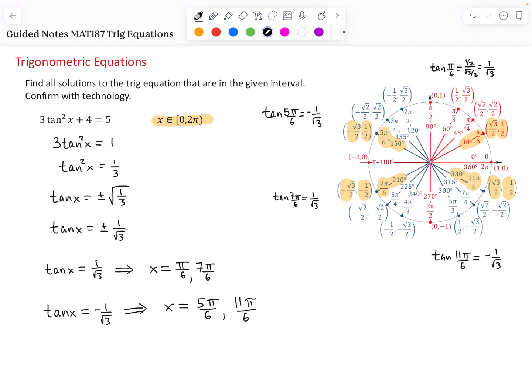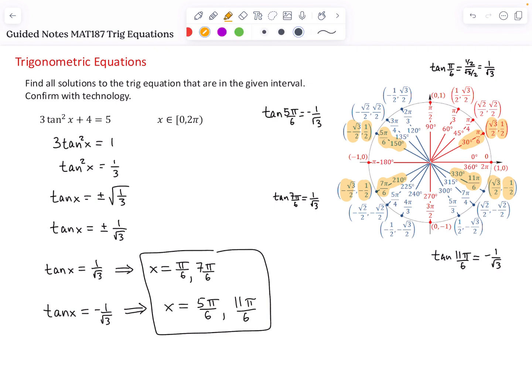So our final answer is that x can be any of these four angles. And these are the only four angles between 0 and 2 pi that satisfy this statement at which the equation is true. Now, confirming this with technology, I'm going to graph the two sides of this equation as if they were separate functions. So the left side I'll call y1, and the right side of the equation I'll call y2. I'll make both these graphs and look for points of intersection.